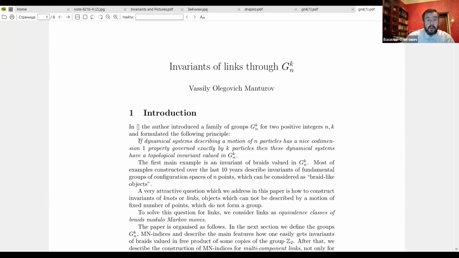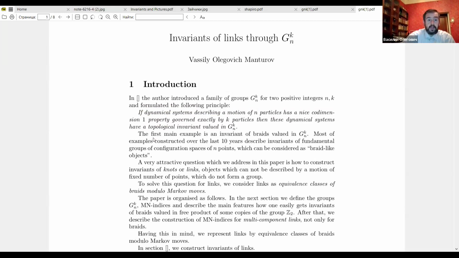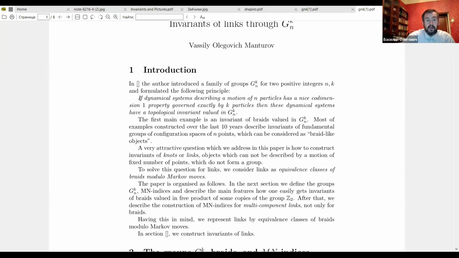Namely, we were looking at configuration spaces of some particles in a certain space, and the first key example we handled at that time was the usual braid group. So in general, 10 years ago, I formulated the following principle. If dynamical systems describing a motion of n particles have a nice codimension 1 property, which depends exactly on k particles, not more, not less, then these dynamical systems have a topological invariant valued in GNK. Well, today, I will decipher it during the talk.